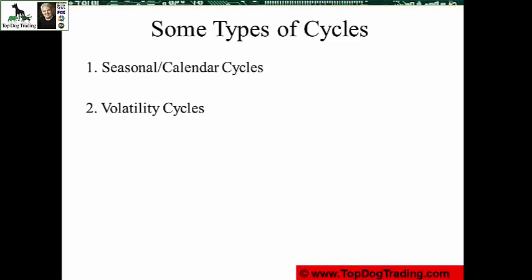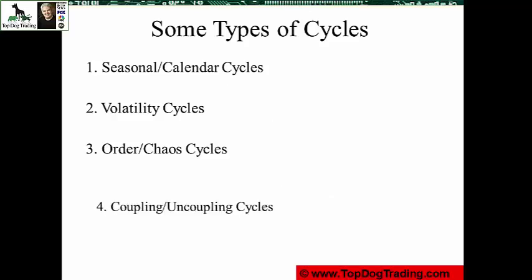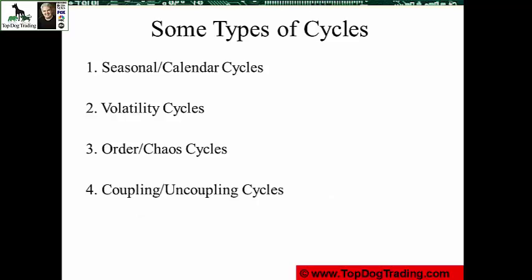So there's seasonal or calendar cycles, and then there's volatility cycles. We'll do that in a future video. We'll cover the first one today. And then order chaos cycles. Now that one, wow, that's one that I have never heard anybody else talk about except me, although I'm sure somebody has. Coupling and uncoupling cycles, that's actually one that professional traders do a lot. And the up-down cycles, that means timing your entries with the highs and the lows, the swing highs, swing lows.